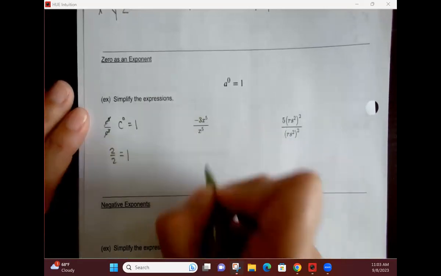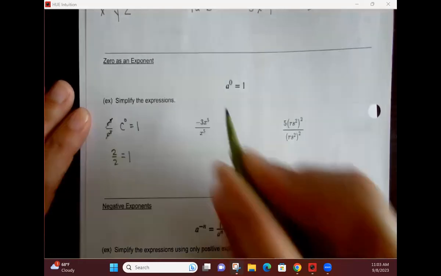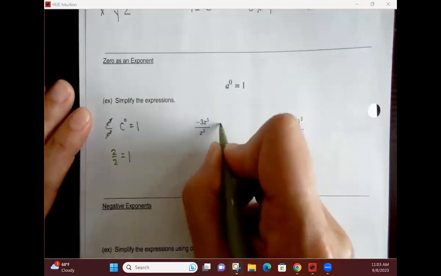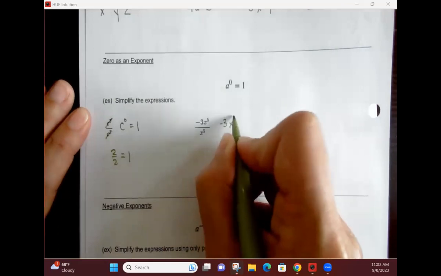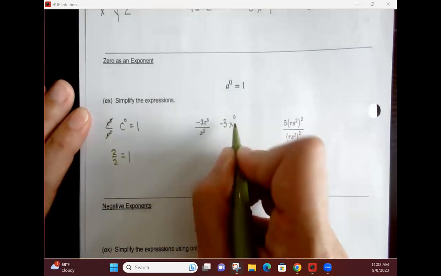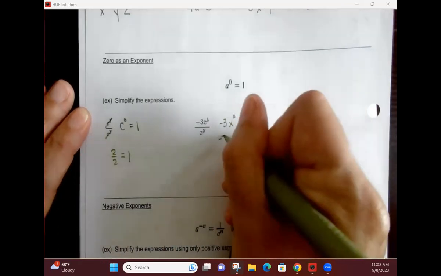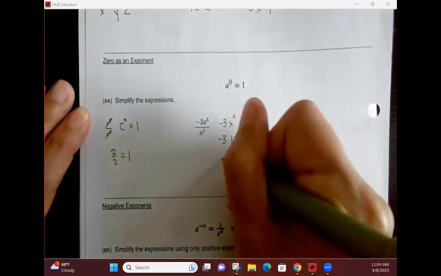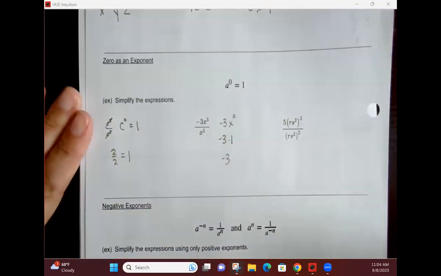I've got negative 3x to the 5th over x to the 5th. If I use my exponent rules, this would give me negative 3x to the 0, right? 5 minus 5 is 0, and that is 1. So I have negative 3 times 1, which is just negative 3.